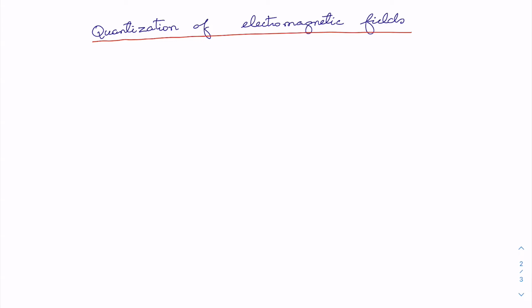We know that the electromagnetic field has two components. One is the electric field and the other one is the magnetic field. So here E I am referring to as the electric field, and B as the magnetic field.